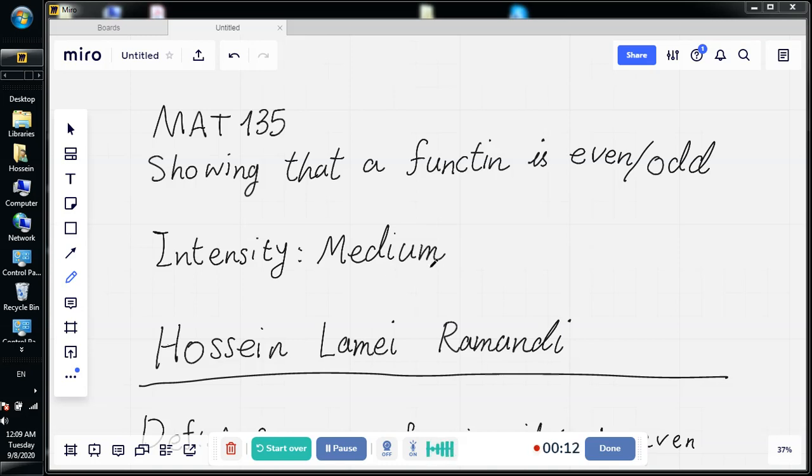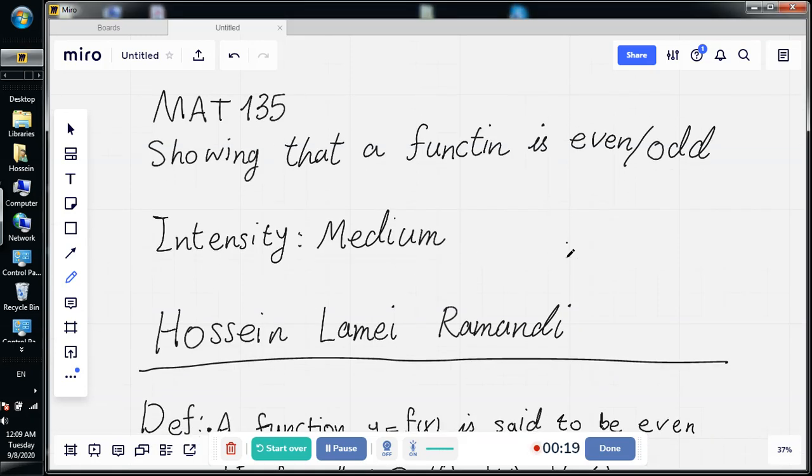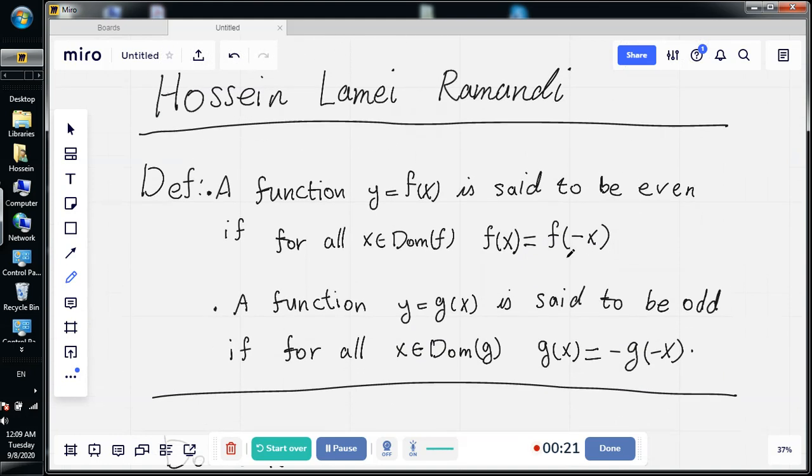Let's recall some definitions. A function y equals f of x is said to be even if for all x in the domain of f, f of x is equal to f of negative x. A function y equals g of x is said to be odd if for all x in the domain of g, g of x is equal to negative g of negative x.